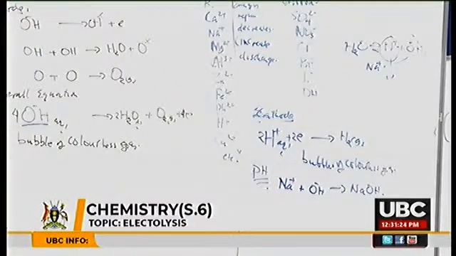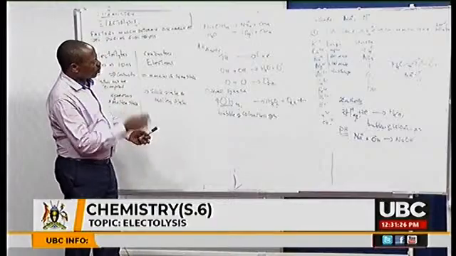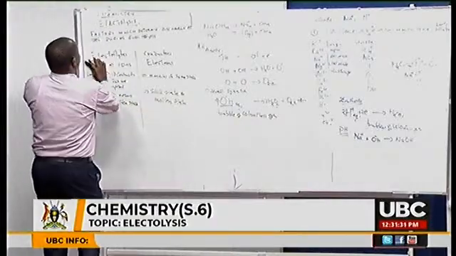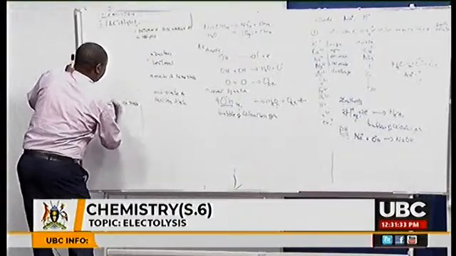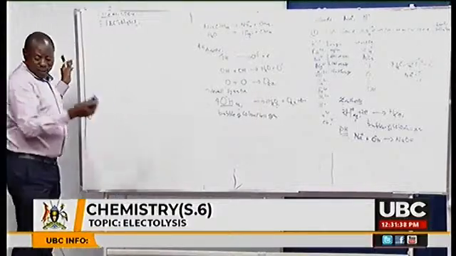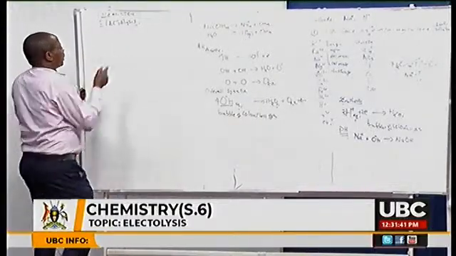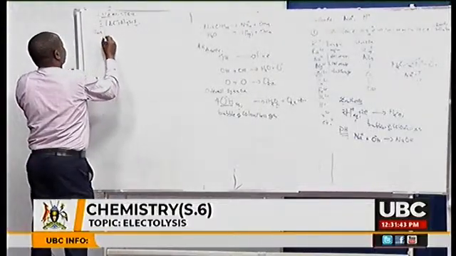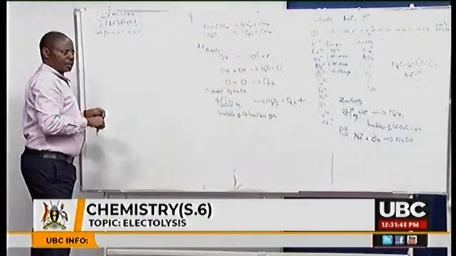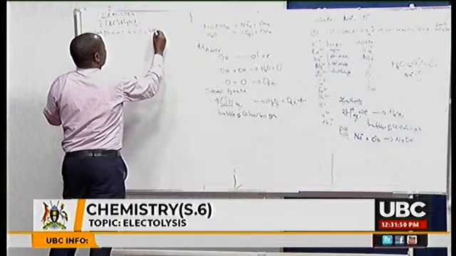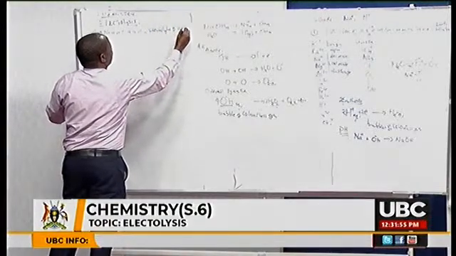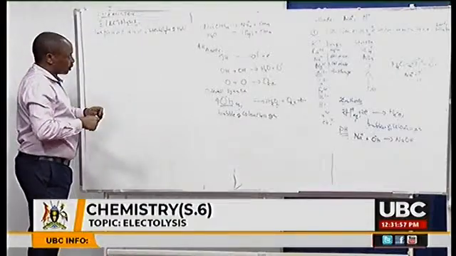So that is electrolysis of sodium hydroxide, and we are considering the position of ions in the electrochemical series. Maybe we can also look at electrolysis of dilute sulfuric acid. And this one is the same as electrolysis of water, even sodium hydroxide.